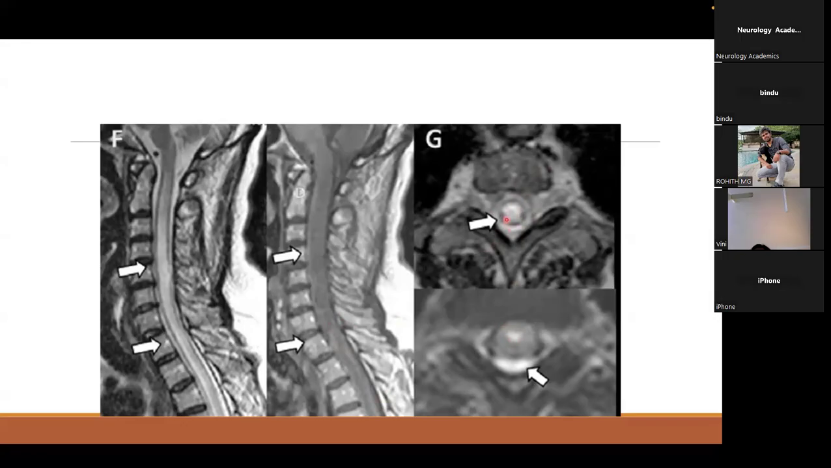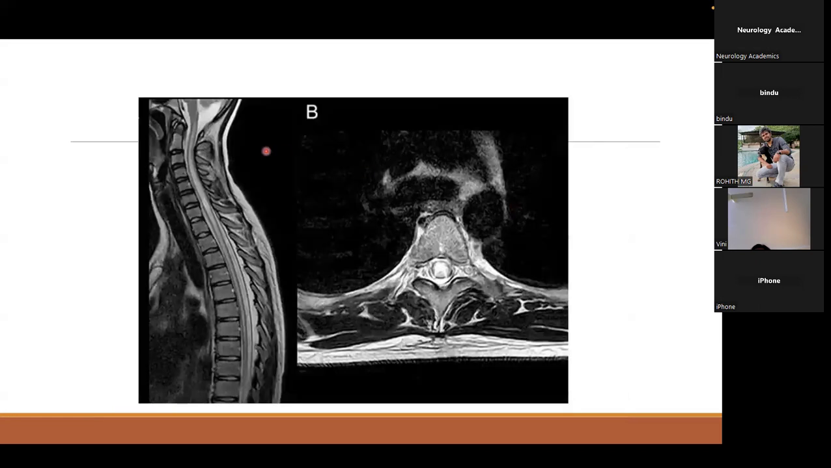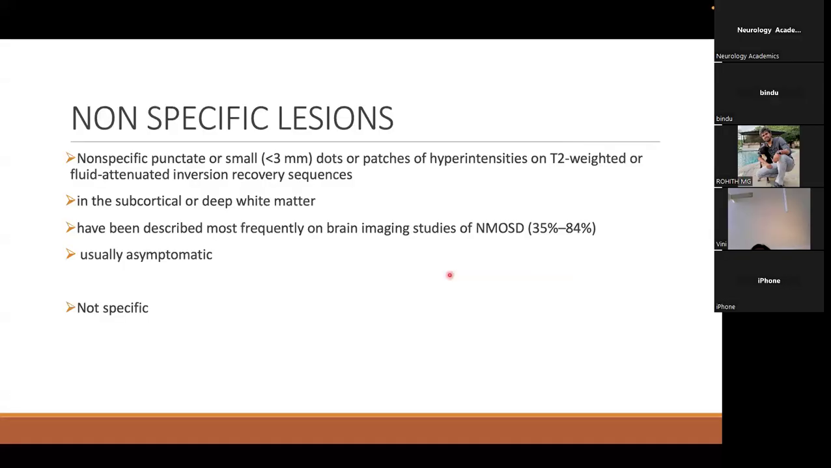And here we can see almost 75% of the cord is involved, and predominantly the central part will be involved. Here also we can see longitudinally extensive transverse myelitis with the central part of the cord being involved with bright spotty lesion.